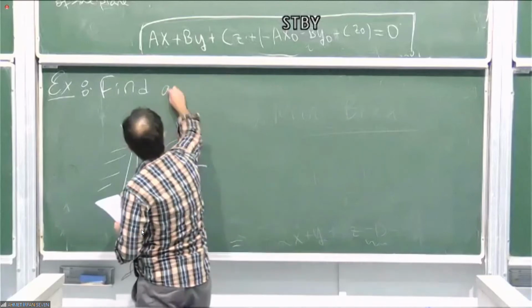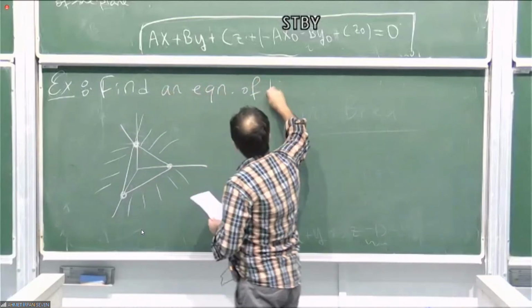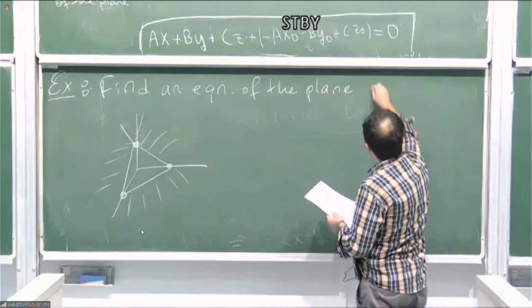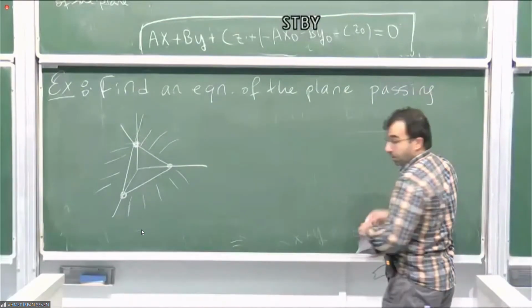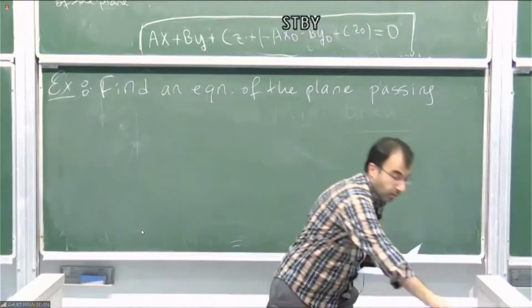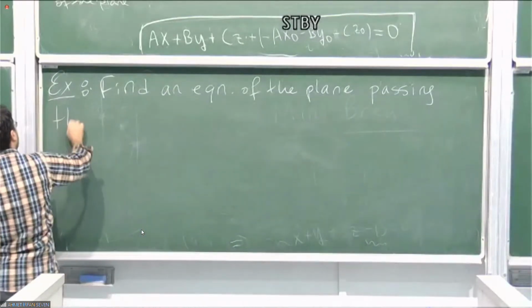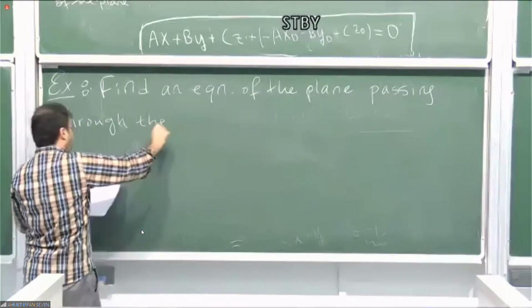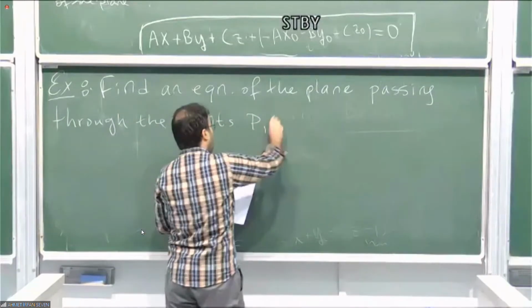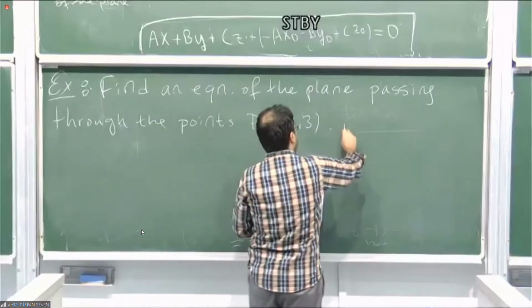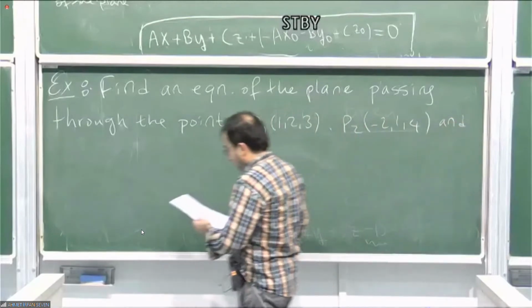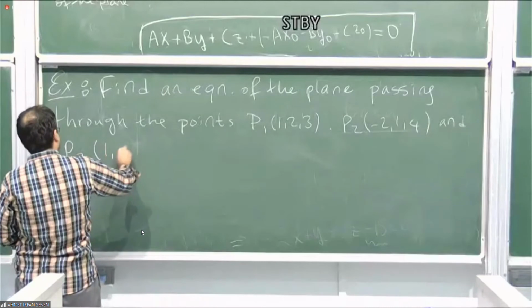Find an equation of the plane passing through the points P1 (1, 2, 3), P2 (-2, 1, 4), and P3 (1, -1, 5).